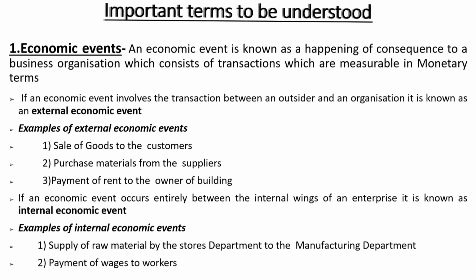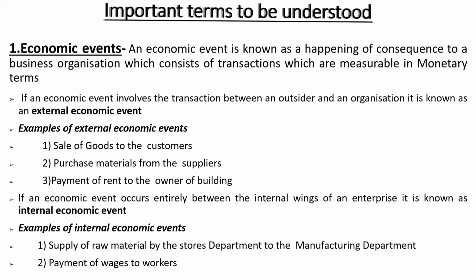Another one is payment of wages to workers. Workers are considered internal people, so payment of wages to workers is also regarded as an internal economic event. So, we have discussed economic events: only transactions which are measurable in monetary terms are known as economic events. Economic events are classified into two types, external economic events and internal economic events.